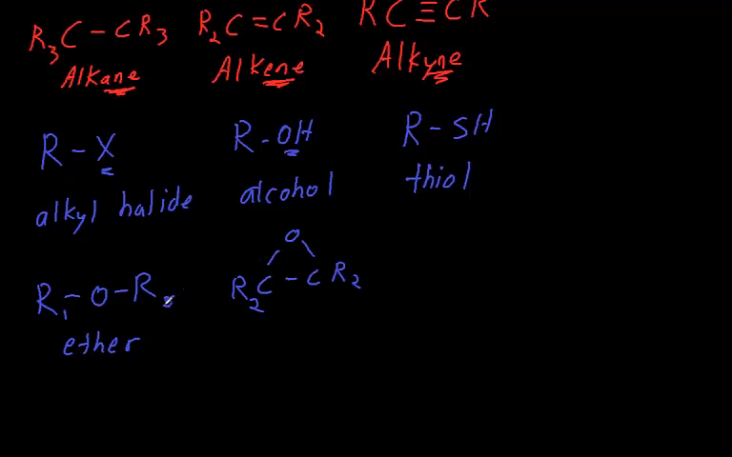Oh, I'm sorry, I wrote this wrong. This should be double prime and this should be prime, and then these can be prime and double prime, so they can be different R groups. And this is an epoxide.